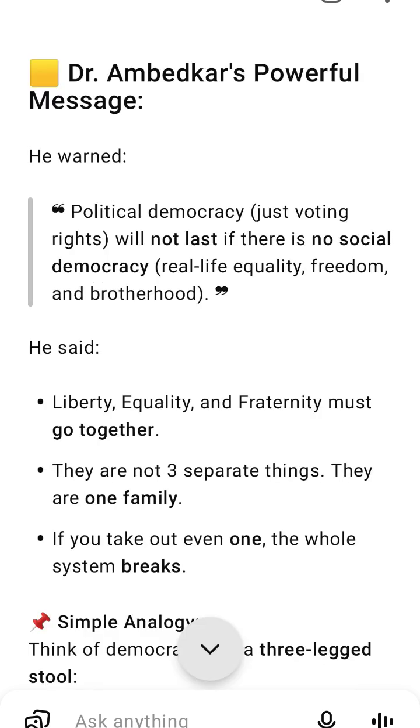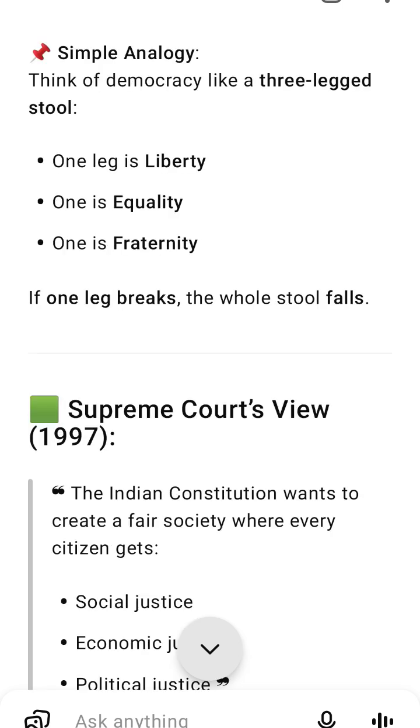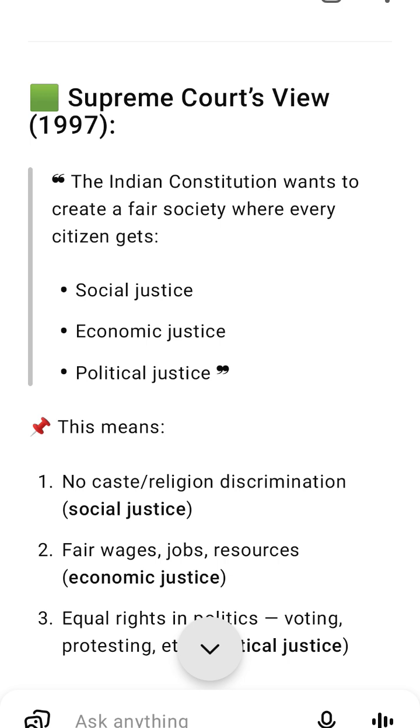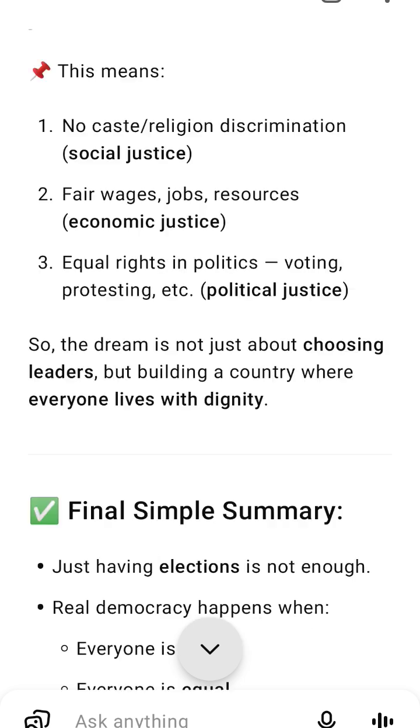The Supreme Court also agreed, saying that India's constitution wants to create a just and equal society for all people. Real democracy must touch all parts of life, political, social, and economic, and bring dignity, rights, and justice to every citizen.